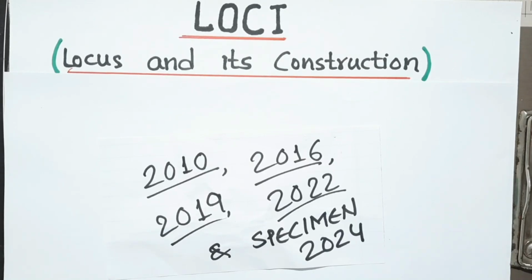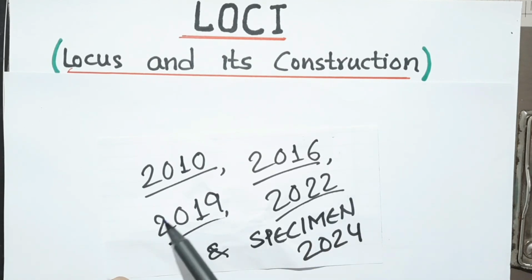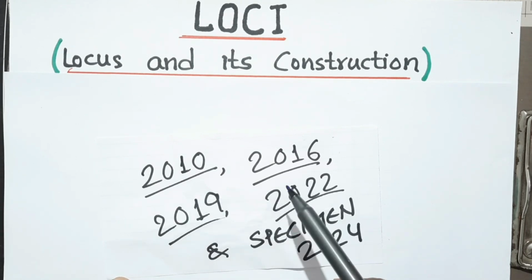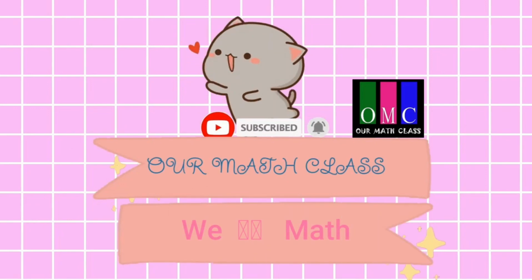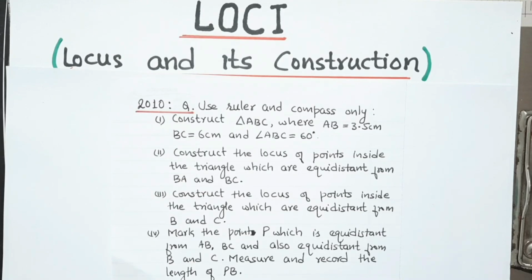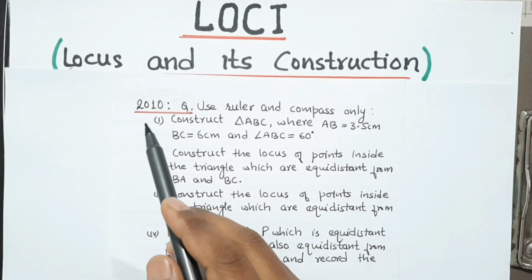In this class, we are going to solve 5 questions from the chapter Loci, Locus and its construction. The questions are from the board paper 2010, 2016, 2019, 2022 and the specimen copy of 2024. Now we start. So first question is from 2010.